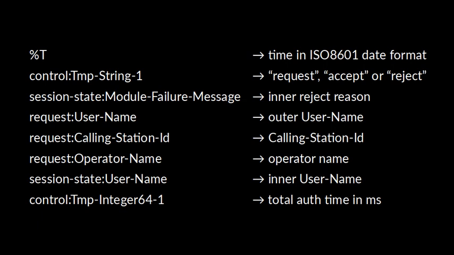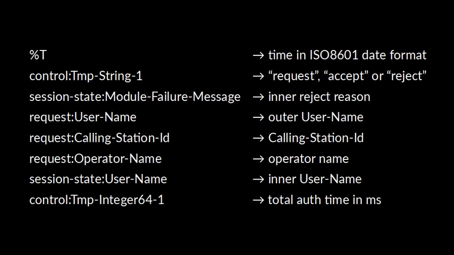So these are then pretty much the attributes that are useful to log. In version 4, we've got a new, or changed, expansion %t, which is now the ISO time, including the milliseconds. So you've got a fairly accurate time of when something happened. Then we've updated the control with a temporary string, which has just got request, accept or reject, so then you know what the type of logging was that you were doing there. And then all of the other attributes we've been updating.